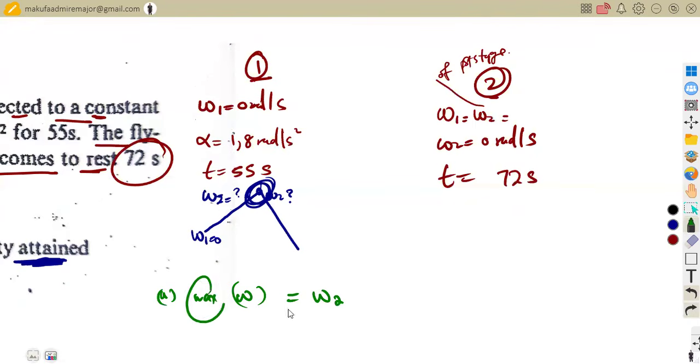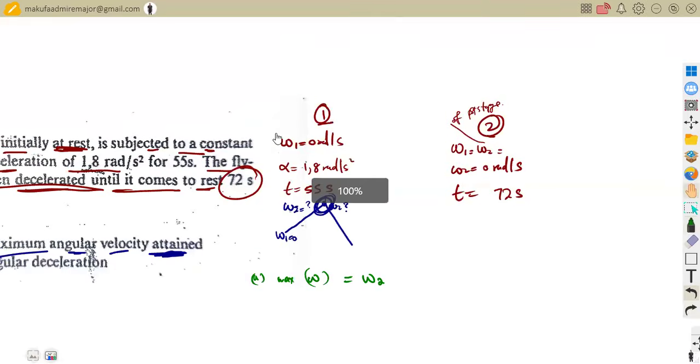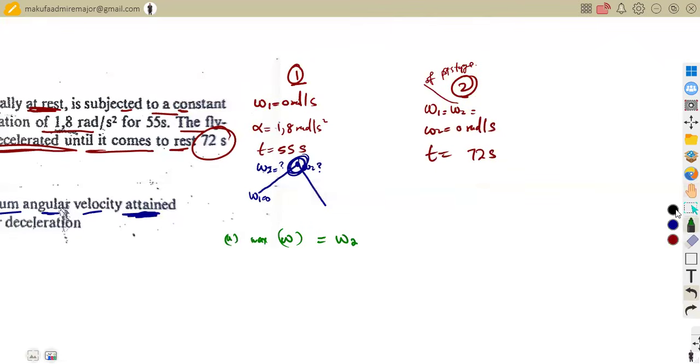So if our maximum velocity, which is our angular velocity, is equivalent to omega 2, therefore let us calculate omega 2. How do we calculate omega 2? We are given omega 1. From our linear motion, we understand that V is equal to U plus AT. This is from our linear motion.